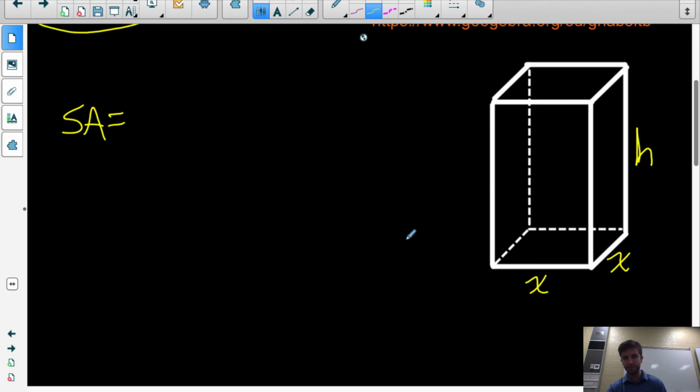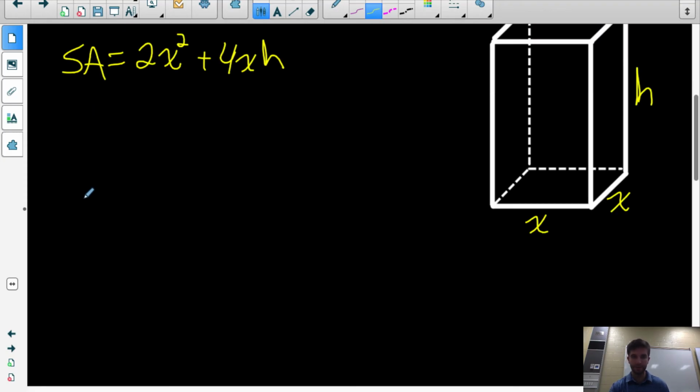The surface area would be the area of all of these sides added together. Well, the top and bottom are both x by x, so the top and bottom are both x squared. Add them together, I get 2x squared. And all four of the sides of the box are all x by h. So I have 4 sides, so plus 4xh. So here's the surface area equation for any square-based prism.